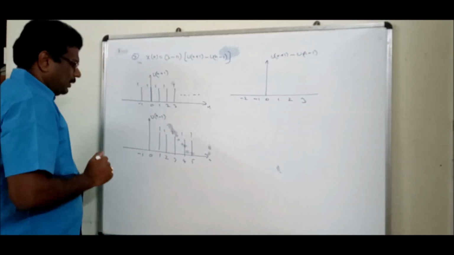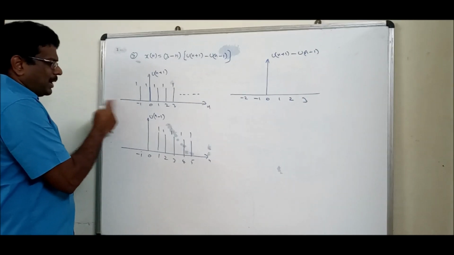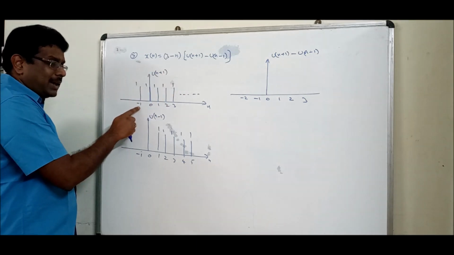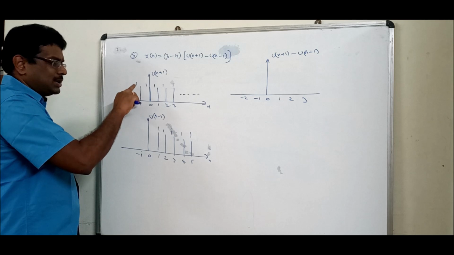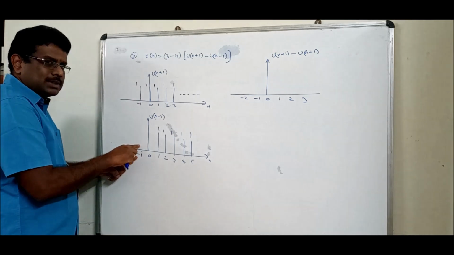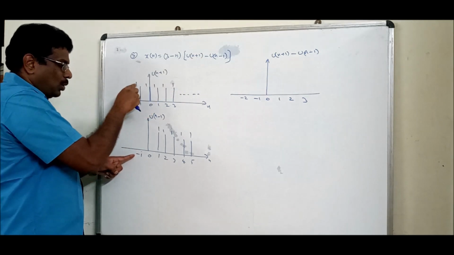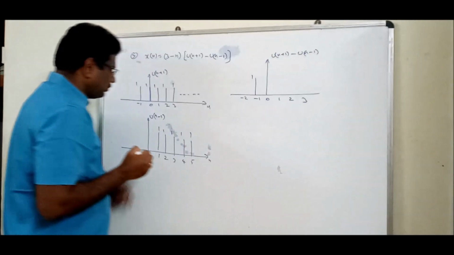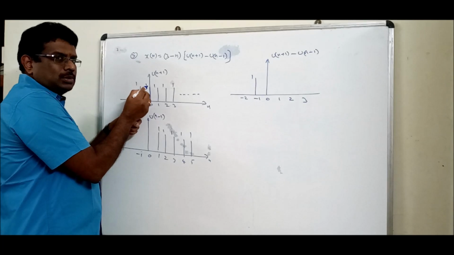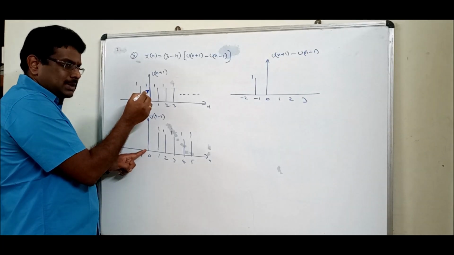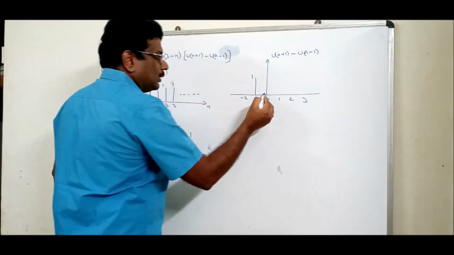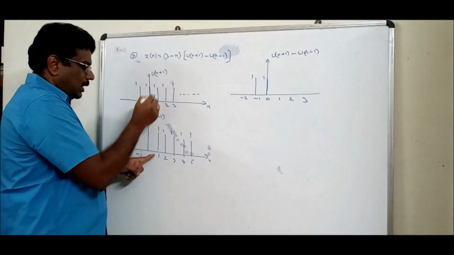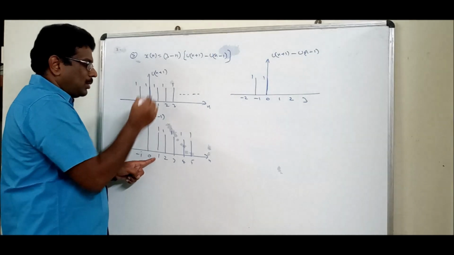Just individually calculate. Anything before minus 1, 0. At minus 1, how much? 1. And the other signal at minus 1, how much? 0. Subtraction, 1 minus 0, 1. At 0, how much? 1. At 0, how much? 0. 1 minus 0, 1. At 1, how much? 1. Here at 1, how much? 1. 1 minus 1, 0.